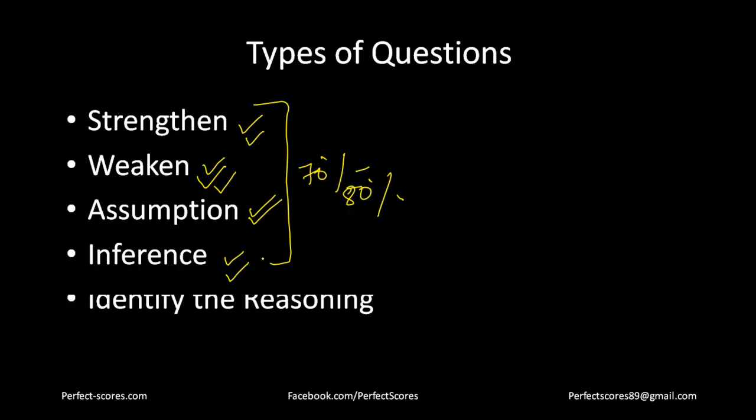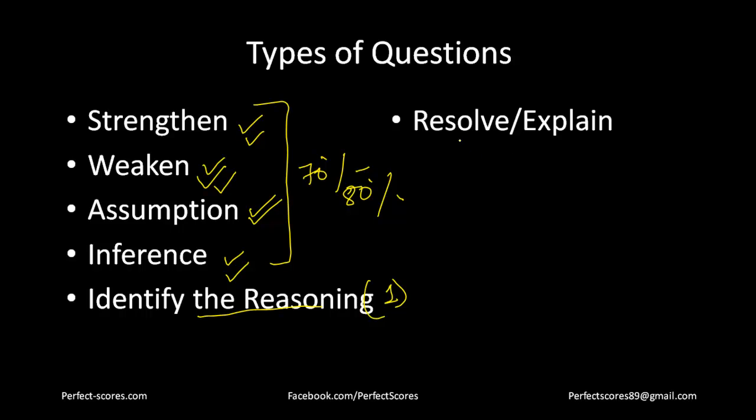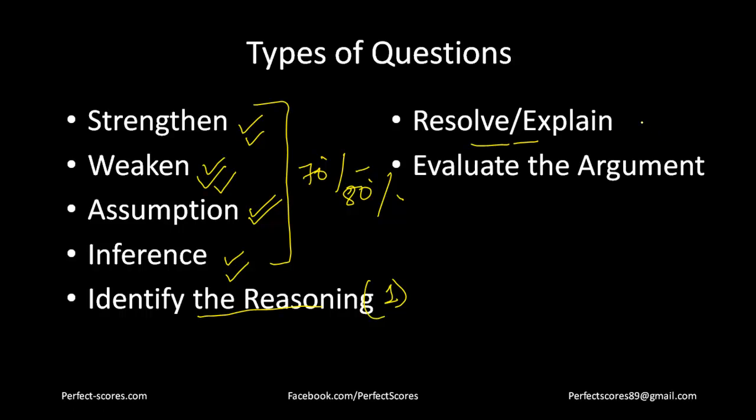The next type of question is identify the reasoning, a very rare one. You may get just one of these in your entire verbal section. Next one is resolve and explain. Usually you have a paradox in this kind of question and you have to resolve it or explain why such a paradoxical situation is taking place. The next one is evaluate the argument, which is also connected to strengthen and weaken, so that is something that we'll be including in the video today.